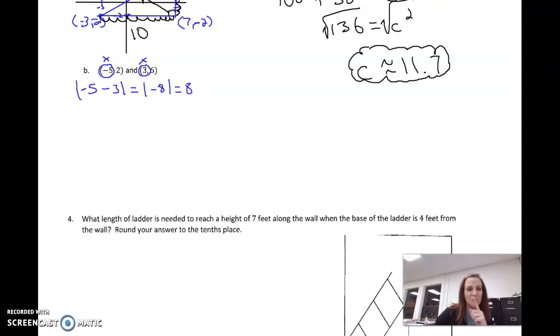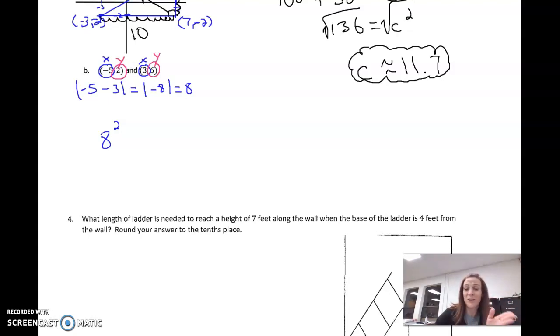Or I can think of it as, well, you know what? How many units does it take from negative 5 to get to 0? 5 units. And then from 0 to 3? 3 units. Guess what? That's still 8. Okay? So however you want to think of it. Now, let's look at our y value of 2 and our y value of 6. Okay? If I'm going from 2 to 6, how many units is that?